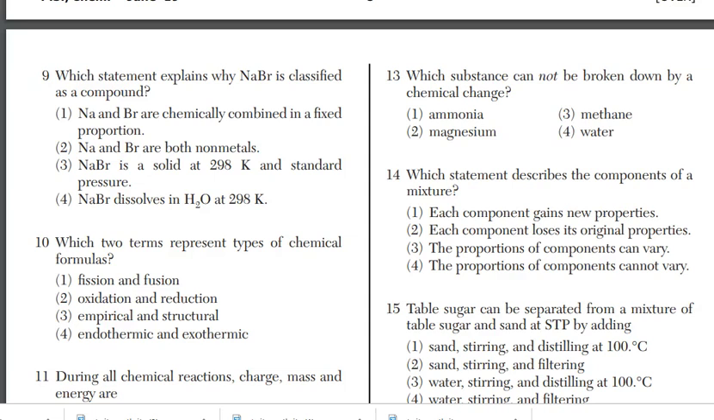Question 9, which statement explains why sodium bromide, NaBr, is classified as a compound? Well, what this tells you is you need to know the definition and some parameters for compounds. Compounds, of course, are 2 or more elements that are chemically combined, in a fixed proportion. In other words, the ratio of the different atoms of an element, which here is 1-to-1. That is your answer. Now, you could go through the rest of the choices, but the answer here is 1.